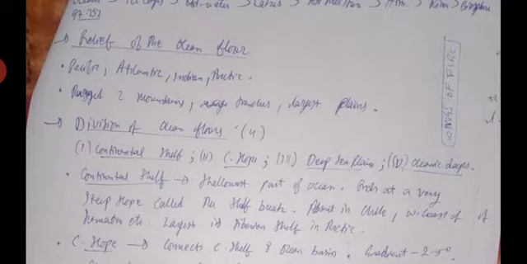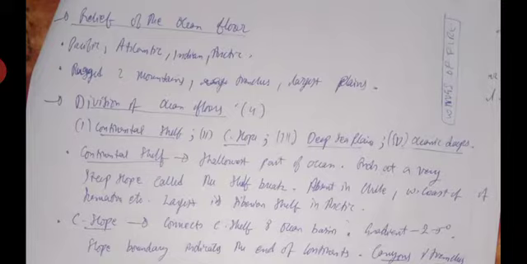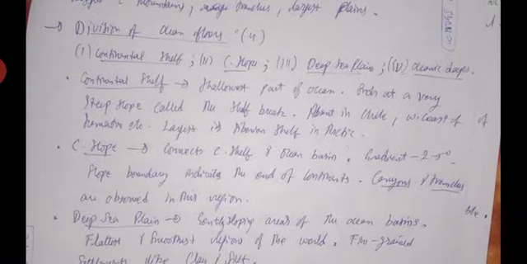Next point: relief of the ocean floor. The relief of the ocean floor is rugged with mountains, trenches, and the largest plains. It is present in the Pacific, Atlantic, Indian, and Arctic oceans, or in other seas as well. Division of the ocean floors: four divisions. First, continental shelf, then continental slope, then deep sea plain, then oceanic deeps.